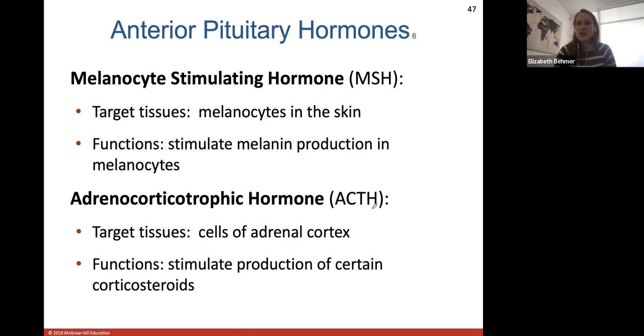And then adrenocorticotropic hormone, and these are always common abbreviations you see for these hormones. Adrenocorticotropic hormone acts on the cells of your adrenal cortex, which is a layer in the adrenal glands that sit on top of your kidneys. This hormone will stimulate the production of certain corticosteroids, and we'll talk about the different corticosteroids that you have as well.